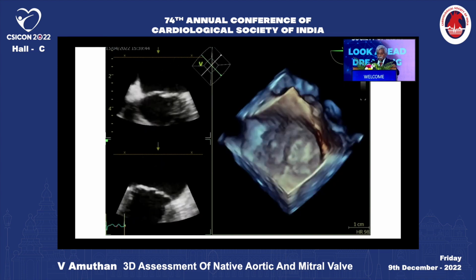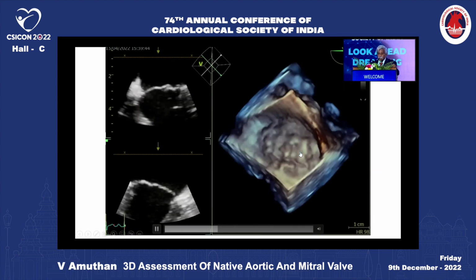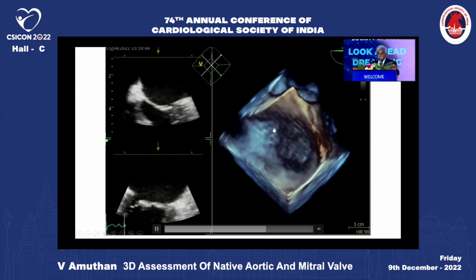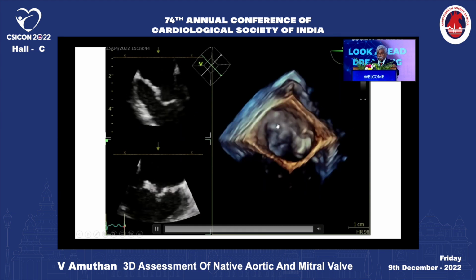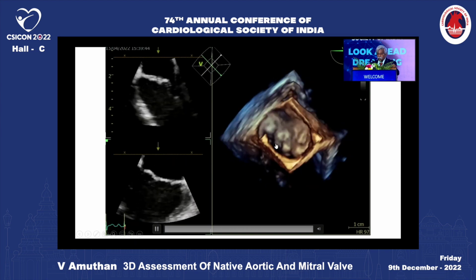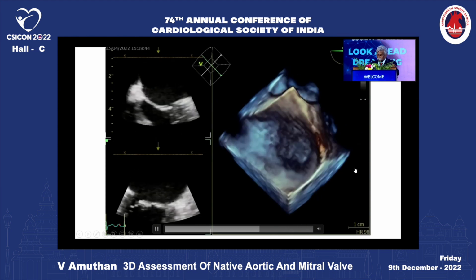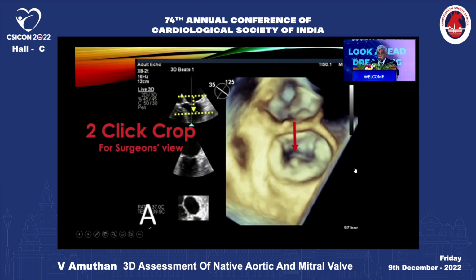So here, this is the surgeon's view or view from the left atrial side. This is the aorta, left atrial appendage. So from the lateral sides, this is A1, A2, A3. This is P1, P2, P3. So scallop identification is very easy with the 3D technique.